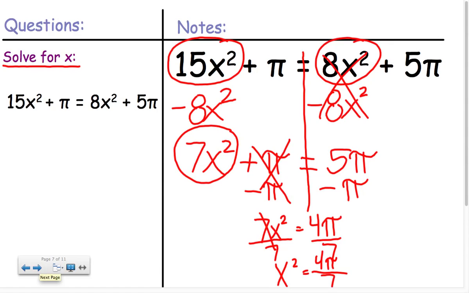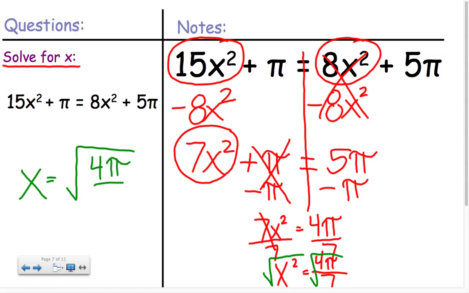Now, like I said before, if I want to undo something that's squared, I have to take the square root. But remember, with the square root, I can have both a positive and a negative because of what I explained earlier. So my answer is the square root of 4 pi over 7, but it's either positive or negative. So there's actually 2 answers, positive or negative.